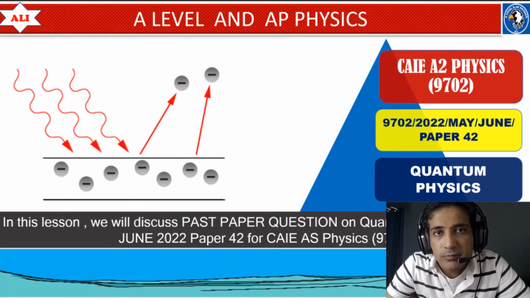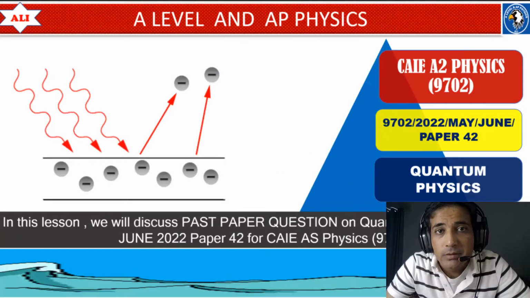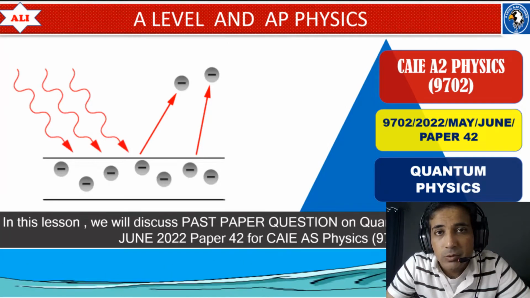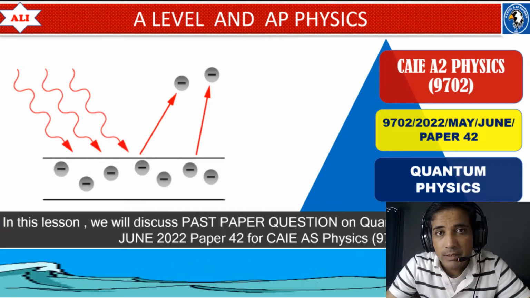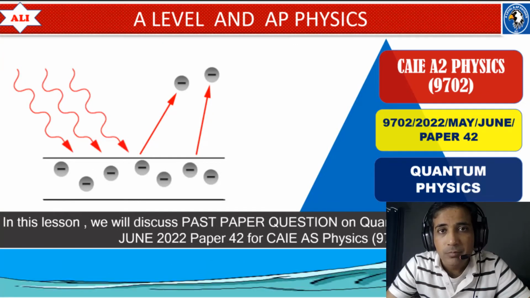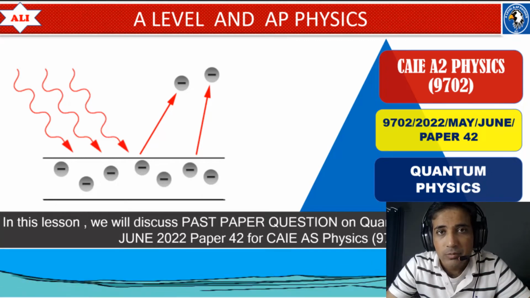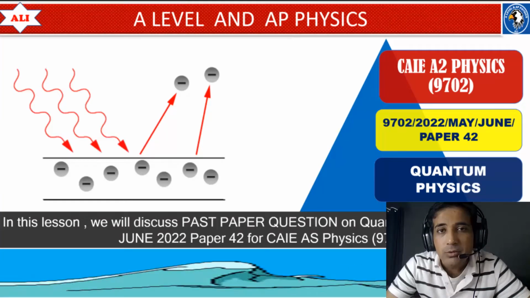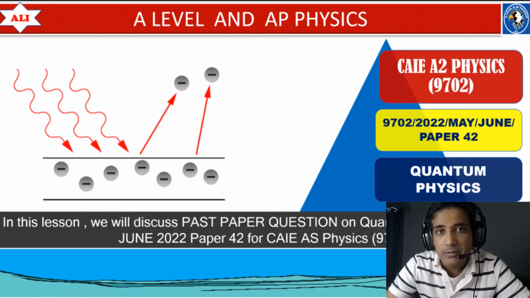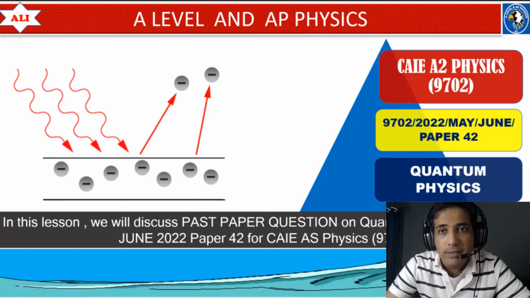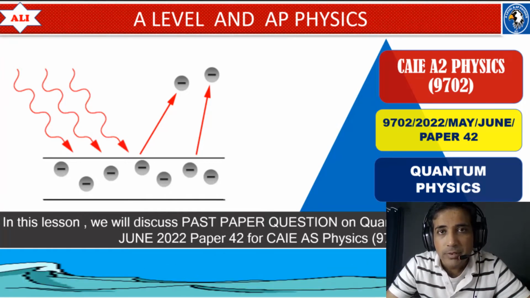In today's lesson, we will discuss a typical type of question on quantum physics from June 2022, Paper 4, Variant 2. In this question, we will talk about the particulate nature of electromagnetic radiation, or simply the particle nature of electromagnetic radiation. We will also talk about the wave nature of matter, and we will discuss the evidence for the particle nature of EM radiation and the wave nature of matter.